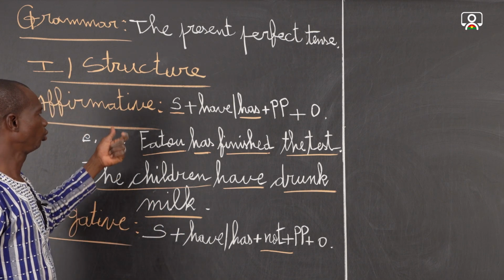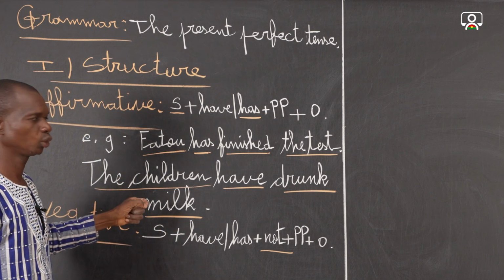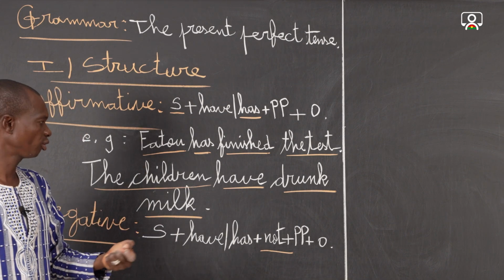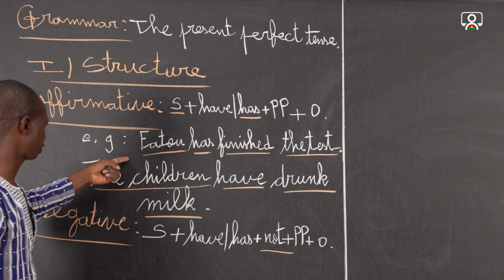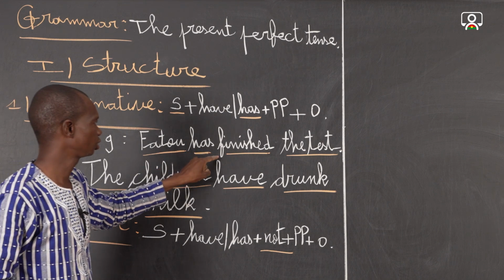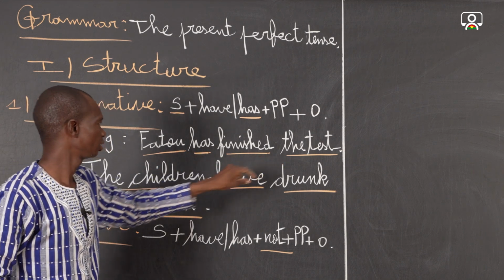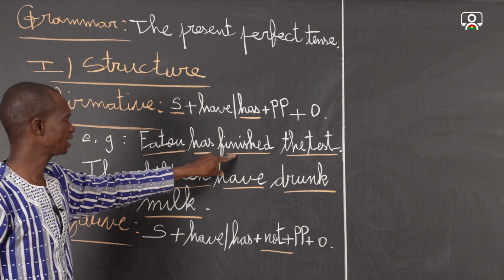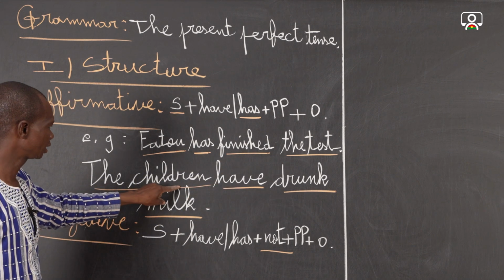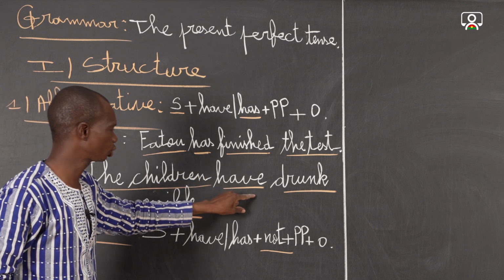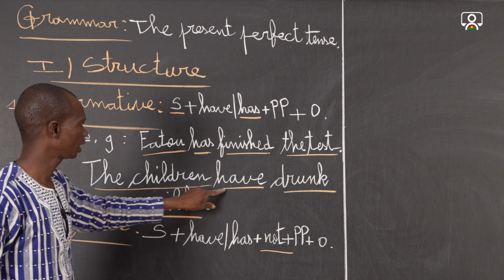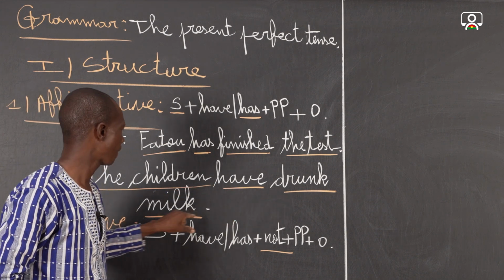Now, if you want to turn these two sentences into the negative form, what can we do? First, we can say Fatu has not finished the test. Fatu has not finished the test. And number two, the children have not drunk milk. The children have not drunk milk.